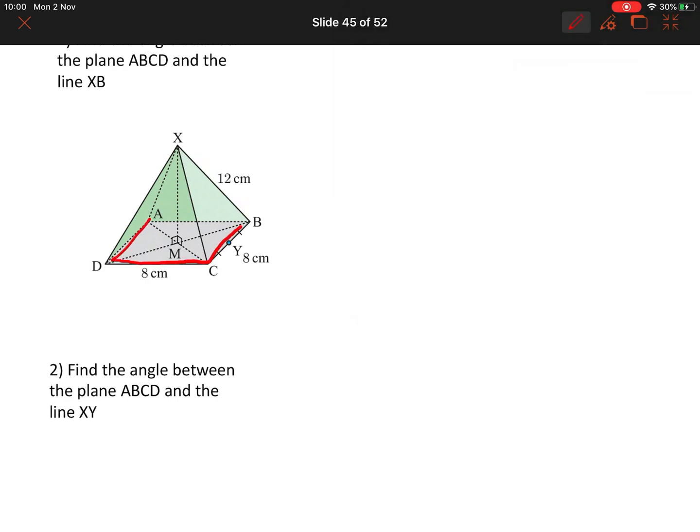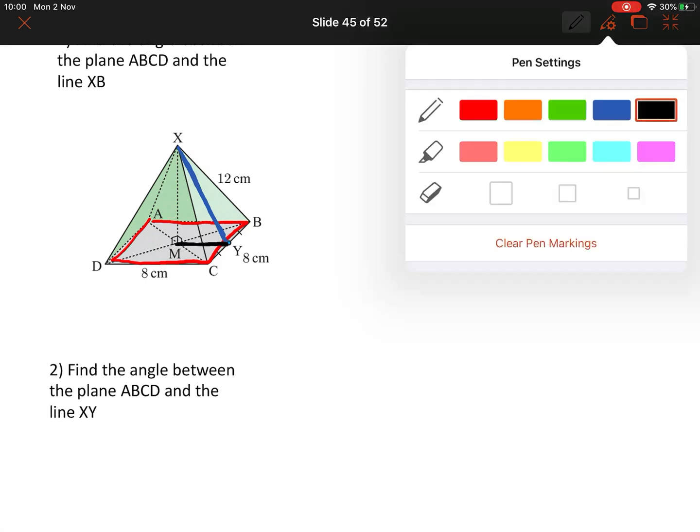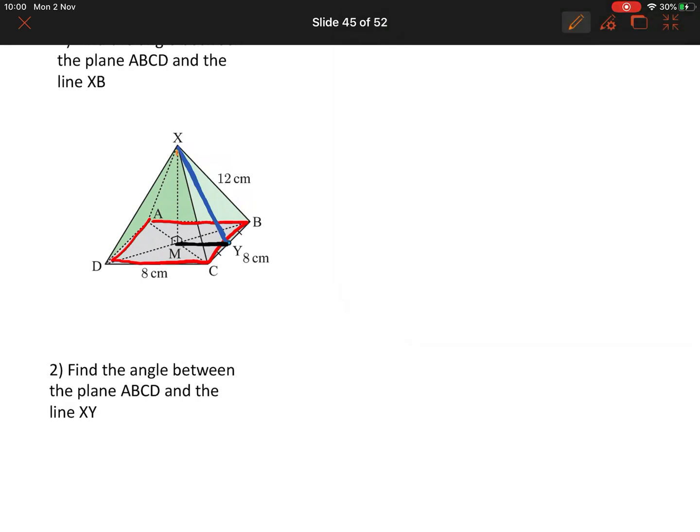We need to find the angle between the plane and XY. Okay, so XY is this distance here. Imagine a shadow being cast underneath. That's where the shadow would be cast. So I can see a right-angled triangle. Let's draw it in. It's this one here.